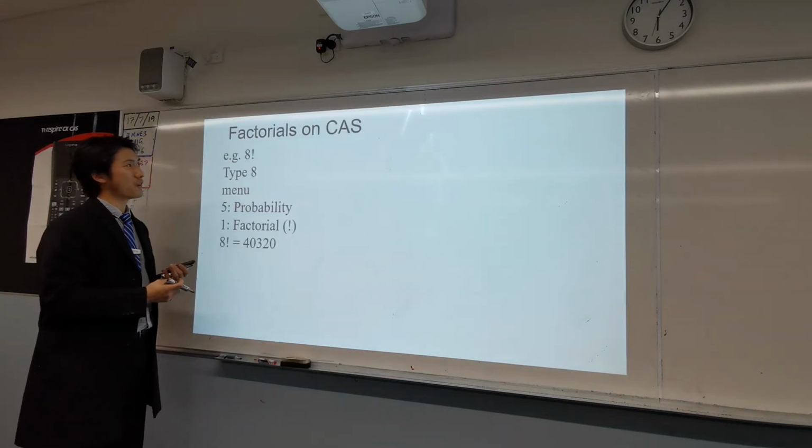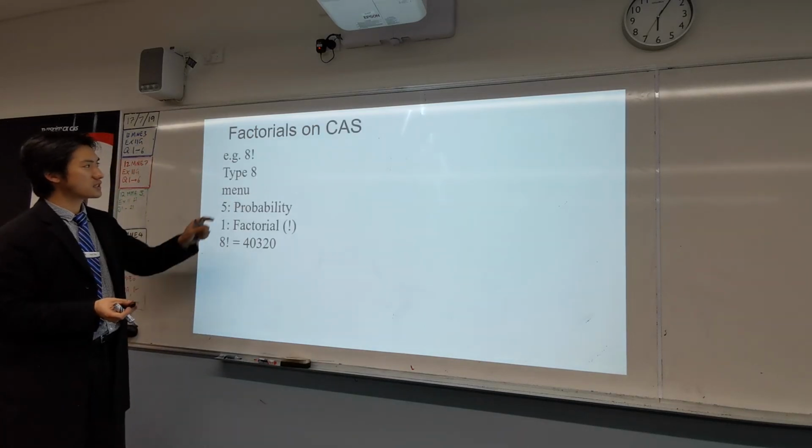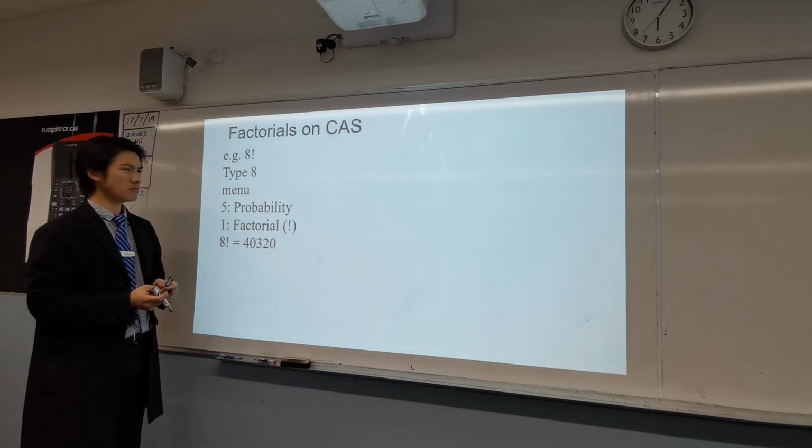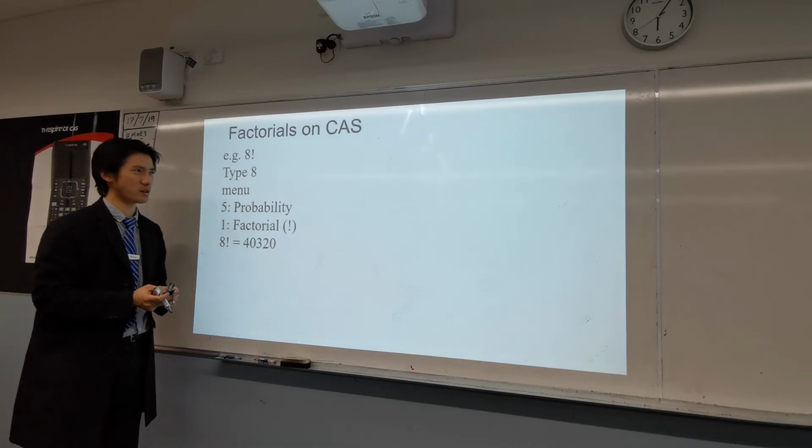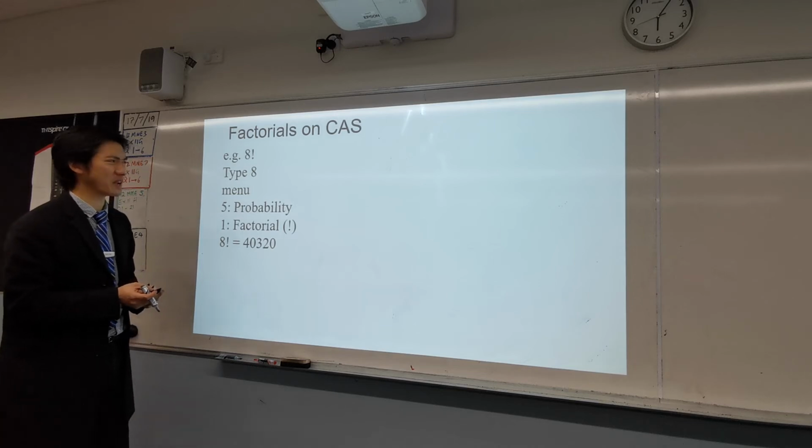You can also work out factorials very quickly on the CAS. Let's say, for example, 8 factorial. I don't want to do 8 times 7 times 6 times 5 times 4 and so on by hand. It's going to be a very big number.